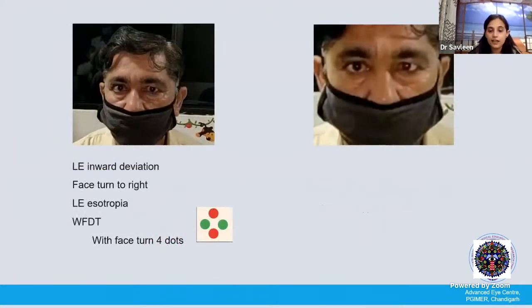The third case I've just put because I wanted to highlight an important point: this patient is having an inward deviation and is having also face turned to the right. So he had left esotropia, and on the Worth-4 dot test he saw 4 dots. So this somehow doesn't seem to match in a patient with strabismus who is saying that he sees normal 4 dots. So what was wrong with this case?